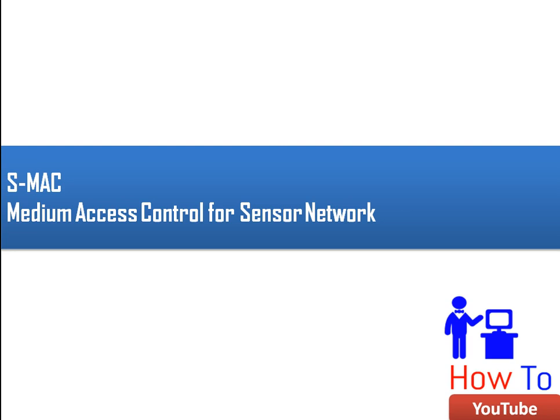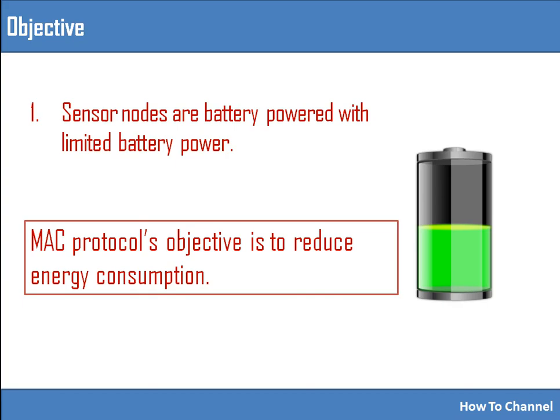Hi guys, in this video I will explain SMAC protocol, which is used as a medium access control protocol for sensor network. So first of all we will see what are the requirements for a medium access control protocol for sensor network. In sensor network the major issue is with power, because all these sensor nodes are powered by battery, and all these batteries have a limited lifetime. So the objective of our medium access control is how to reduce this energy consumption.